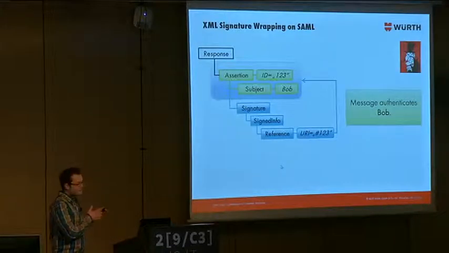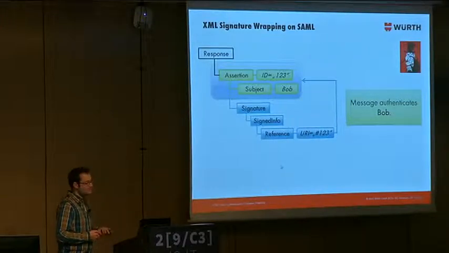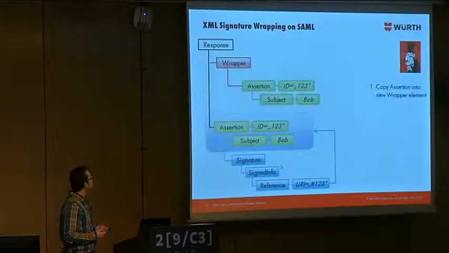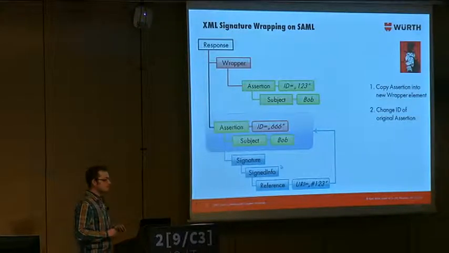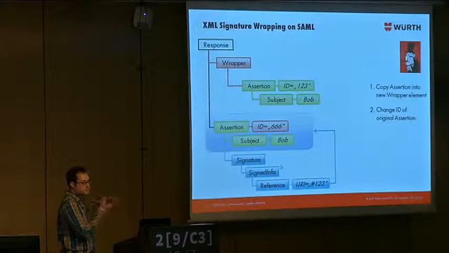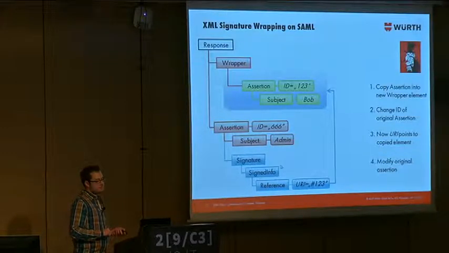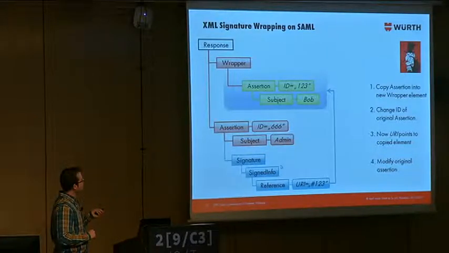Okay, now let's come to the real attacks. Again, this message authenticates the user Bob. What the attacker does first is include a wrapper element with a copy of the original assertion into the XML message. Then the attacker changes the ID attribute of the original assertion from 1 to 3 to an arbitrary value, in this case 666. And now the URI attribute points to the copied element, and finally, in the last step, the attacker modifies the original assertion, also here, the subject from Bob to admin.